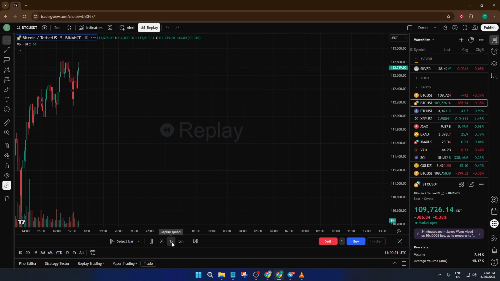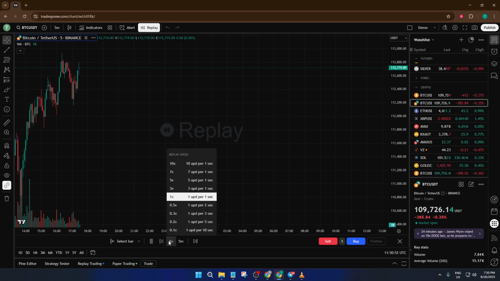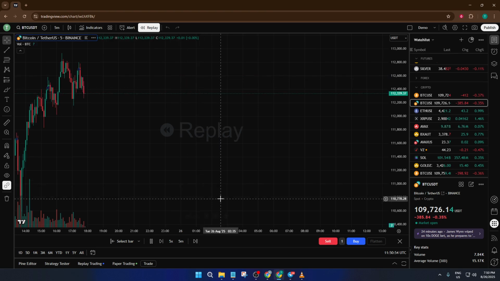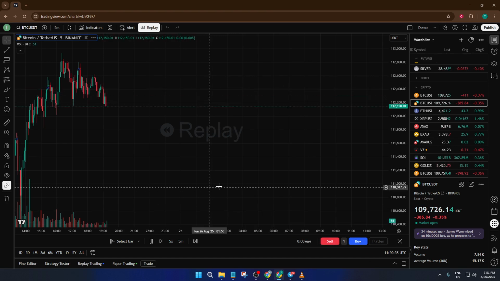If it feels a bit slow, don't worry. There's a speed setting right next to the play button. You can ramp up the speed to fast forward through quiet periods or slow it down if you want to analyze each candle more closely. Experiment with the different speeds until you find one that matches your learning style.